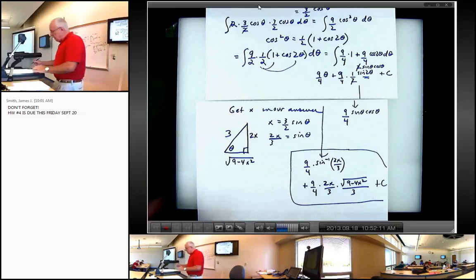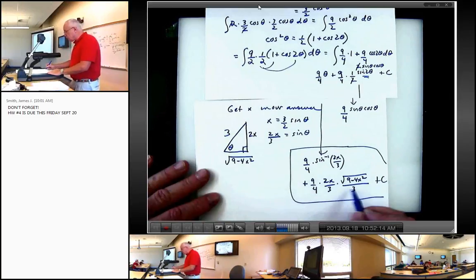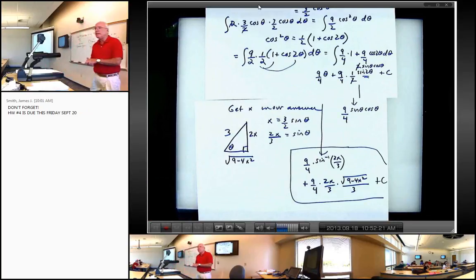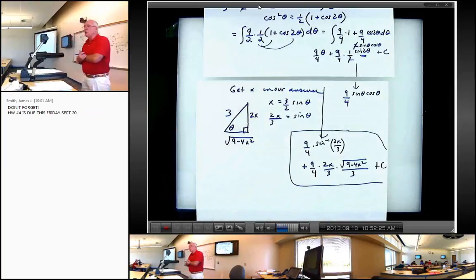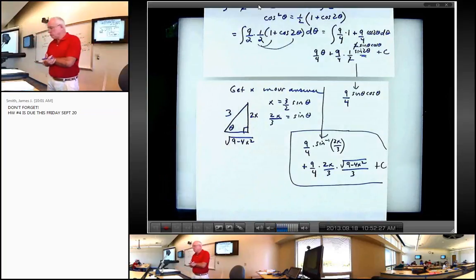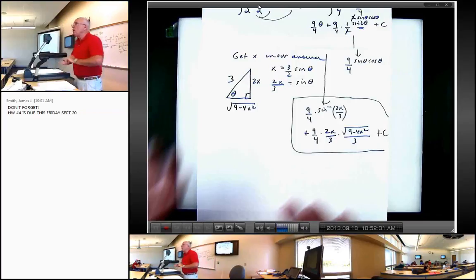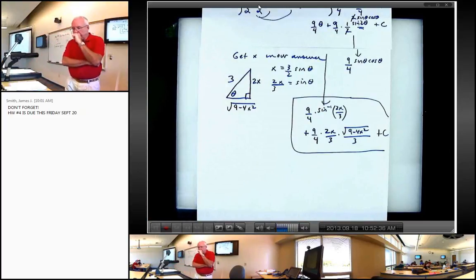Of course, there are little simplifications I can do here. I have 3 times 3, that'll cancel out a 9. I can take a 2 out and simplify that second term a little bit. But in essence, that's what we have. Okay. Now, I want to finish this up and then we'll take a quick break.